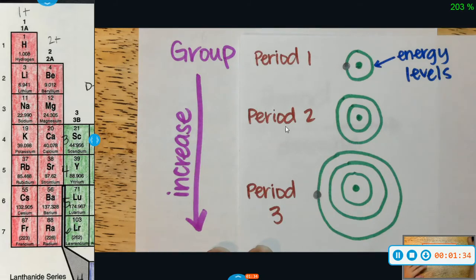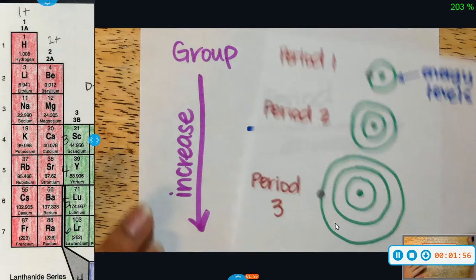But if we moved on to the second row of the periodic table, like lithium or beryllium, we would have two energy levels. So with every new row, we're adding a new energy level. Therefore, the atomic radius, or the size of our atom, increases as we go down a group.